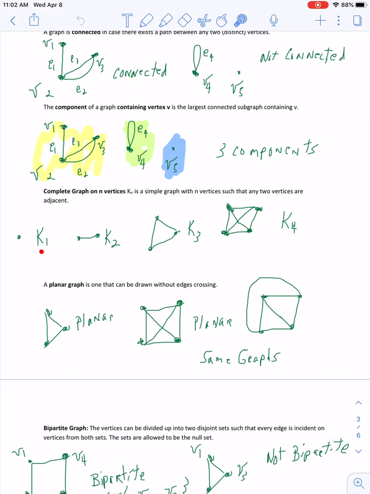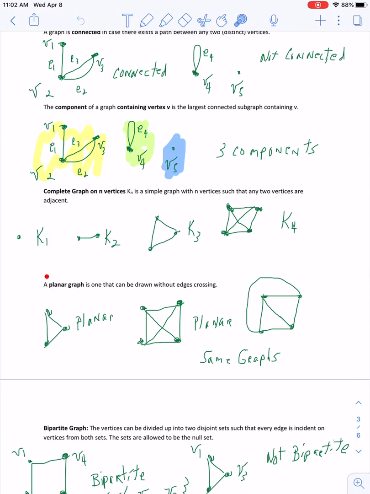All right, so there's K1, K2, K3, K4. You'll notice that K4 has how many edges? 1, 2, 3, 4, 5, 6. So K4 has 6 edges. All right, that's what it means to be a complete graph on n vertices, Kn.